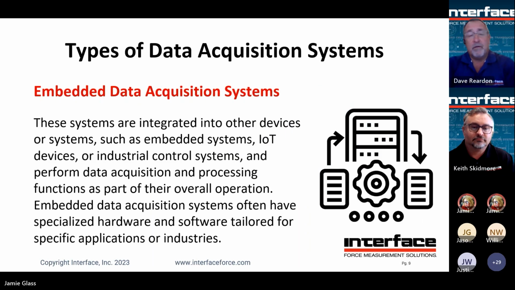Next slide. For embedded data acquisition systems, these are systems that are integrated into other devices or systems, such as embedded systems, Internet of Things devices, industrial control systems, and such. An example of these, I'm sure that everybody in this meeting has a cell phone on them. Your cell phone has an embedded data acquisition system in it. To process your audio, it uses an audio DAQ, or there are other components that process things like a MEMS accelerometer and/or a GPS system.